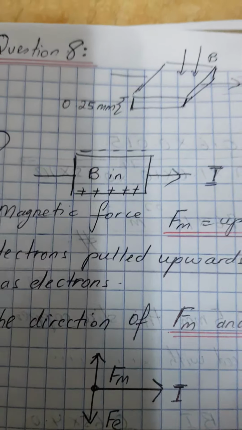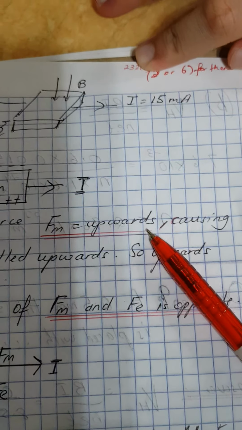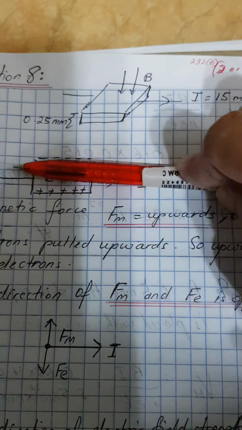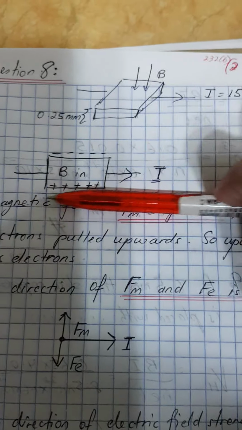When F is going upwards, this is what I wanted you to see. Magnetic force going upwards causes electrons to be pulled upwards. Class, what happens when electrons are pulled upwards by magnetic force? The top plate becomes negatively charged, correct or not? When up here is negatively charged, down will be positively charged. Next, class, FM and FE are in opposite directions. If FM is going upwards, FE is going downwards, and current is going here.